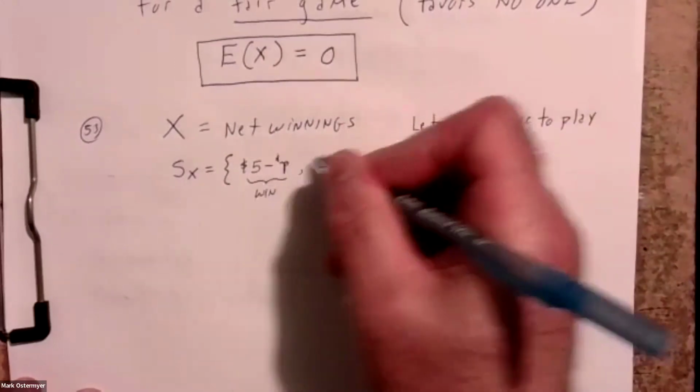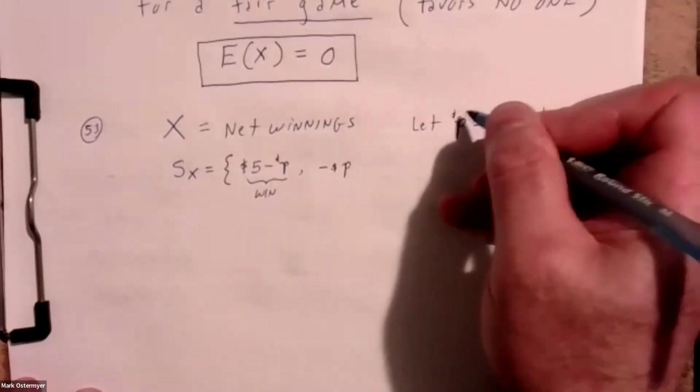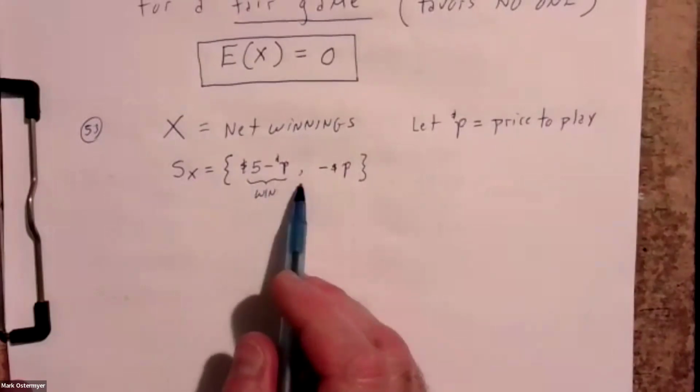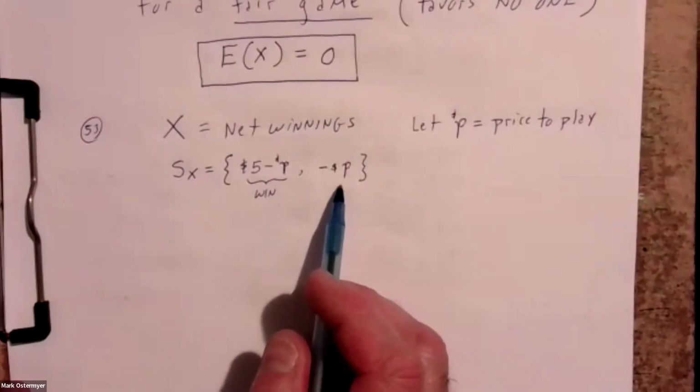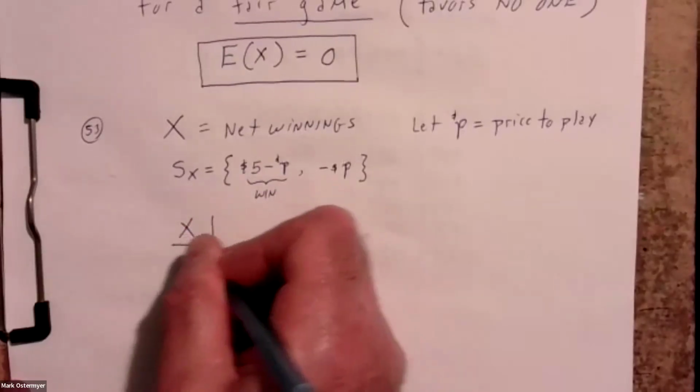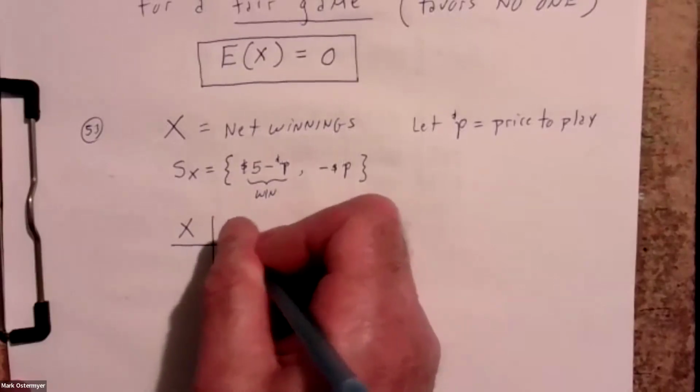And remember, this is dollars here, okay? So that's dollars. All right. Does it make sense here? If I win, my net winnings are 5 minus P dollars. If I lose the game, I'm out P dollars to have played the game. Let's build our table and start leaning towards computing the expected value here.